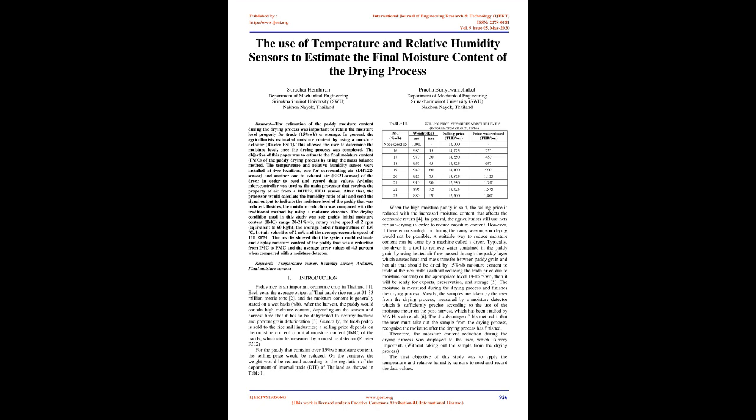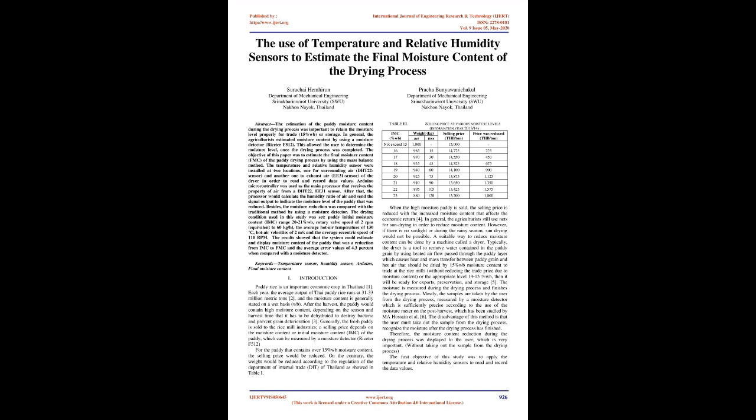the mass balance method. The temperature and relative humidity sensors were installed at two locations, one for surrounding air, DHT22 sensor, and another one for exhaust air, EE31 sensor, of the dryer in order to read and record data values. An Arduino microcontroller was used as the main processor that receives the properties of air from the DHT22 and EE31 sensors.